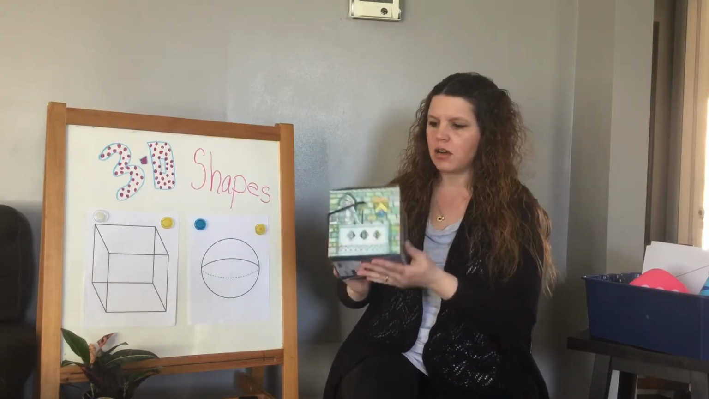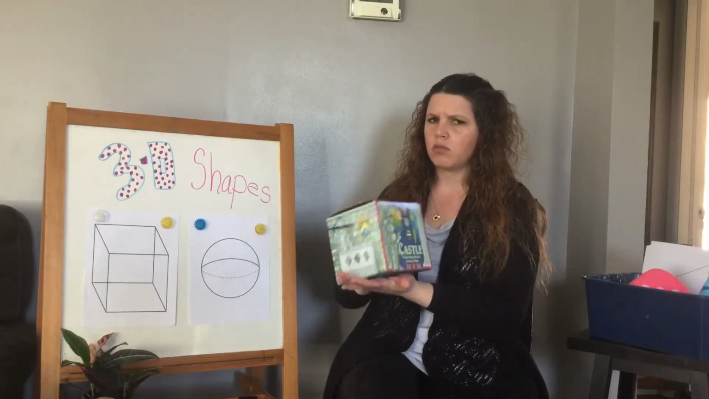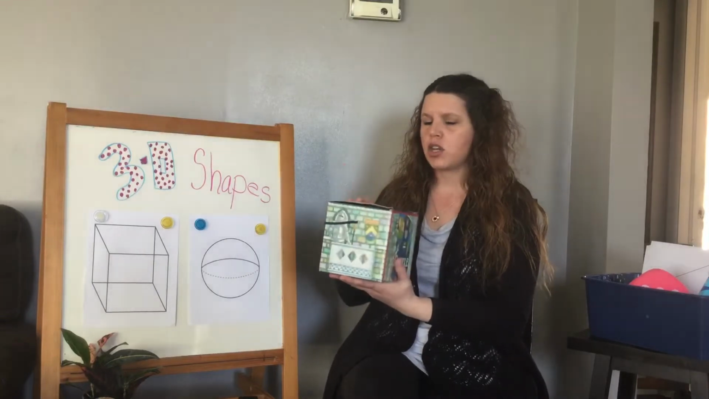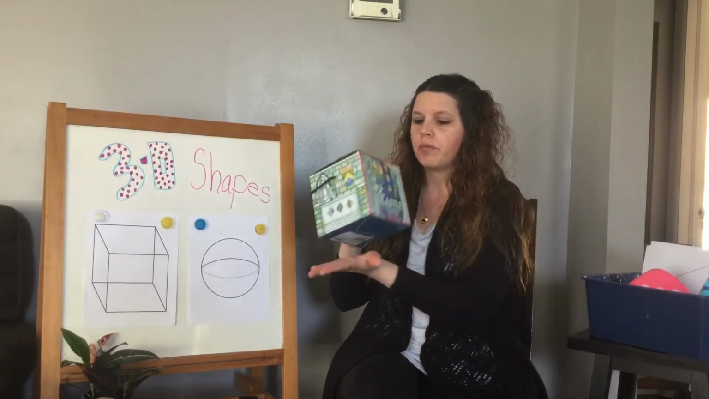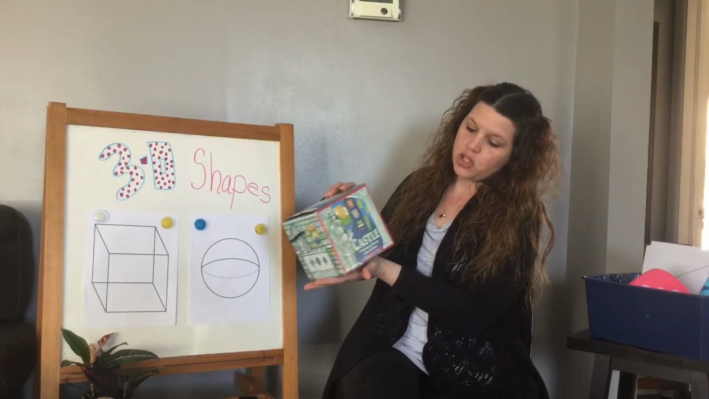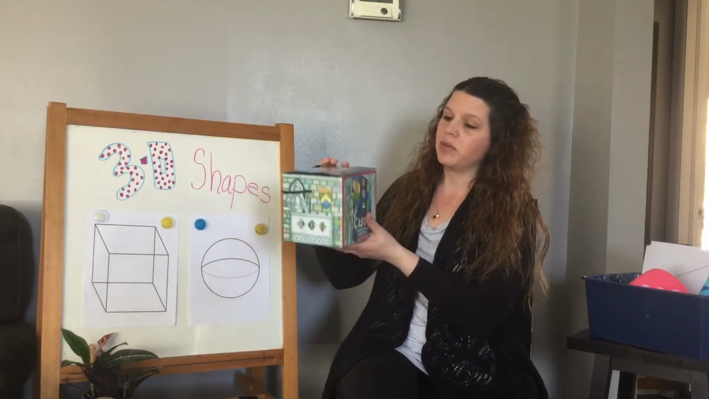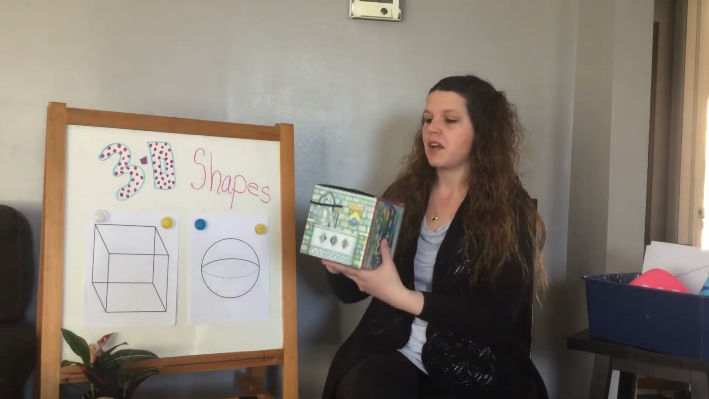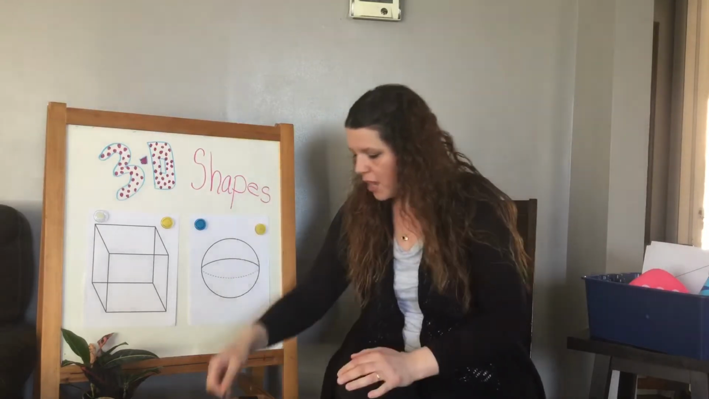Now if you take a look at our cube, it would not roll very well because it is square shaped. But our cube might not roll, but if it was on a ramp, it sure would slide. So we would say it's not a rolling 3D shape, but it will slide. All right, let's put that down here.